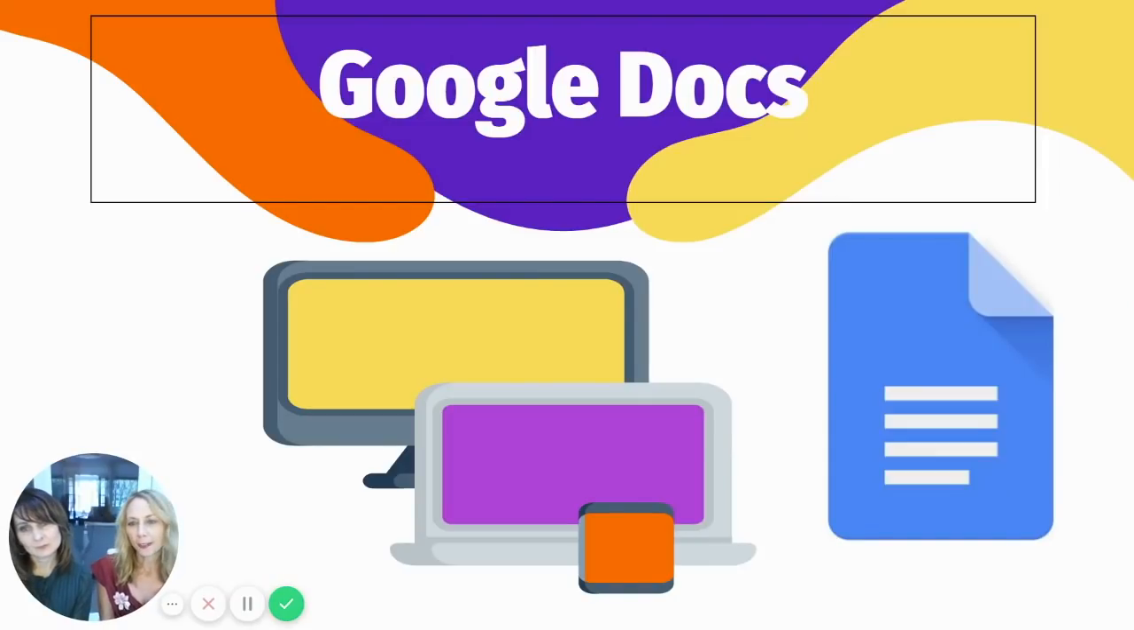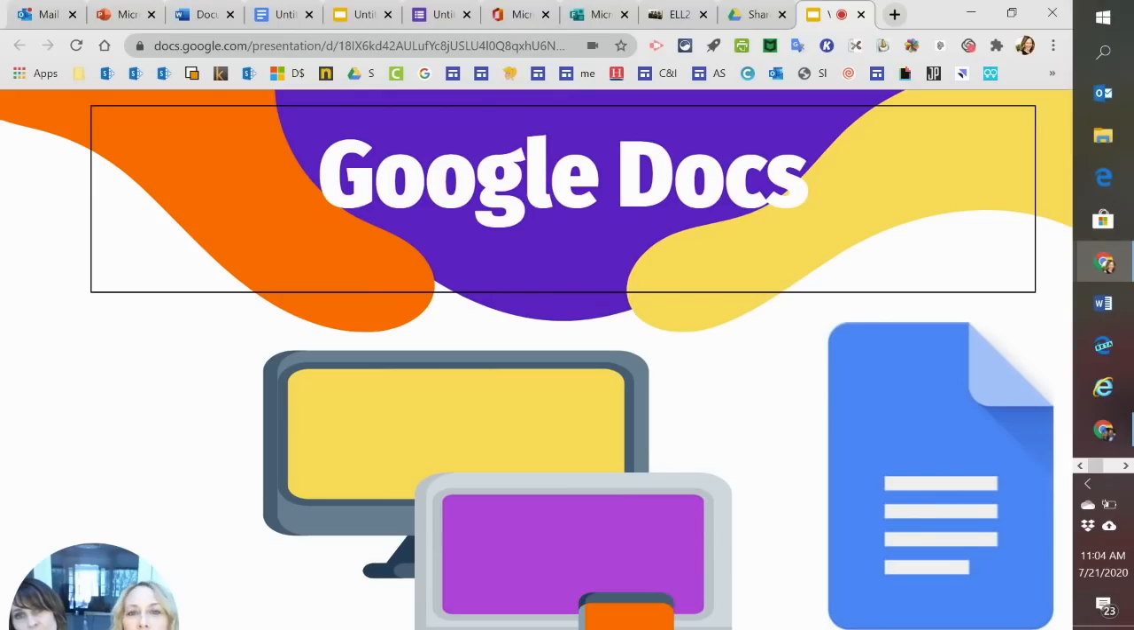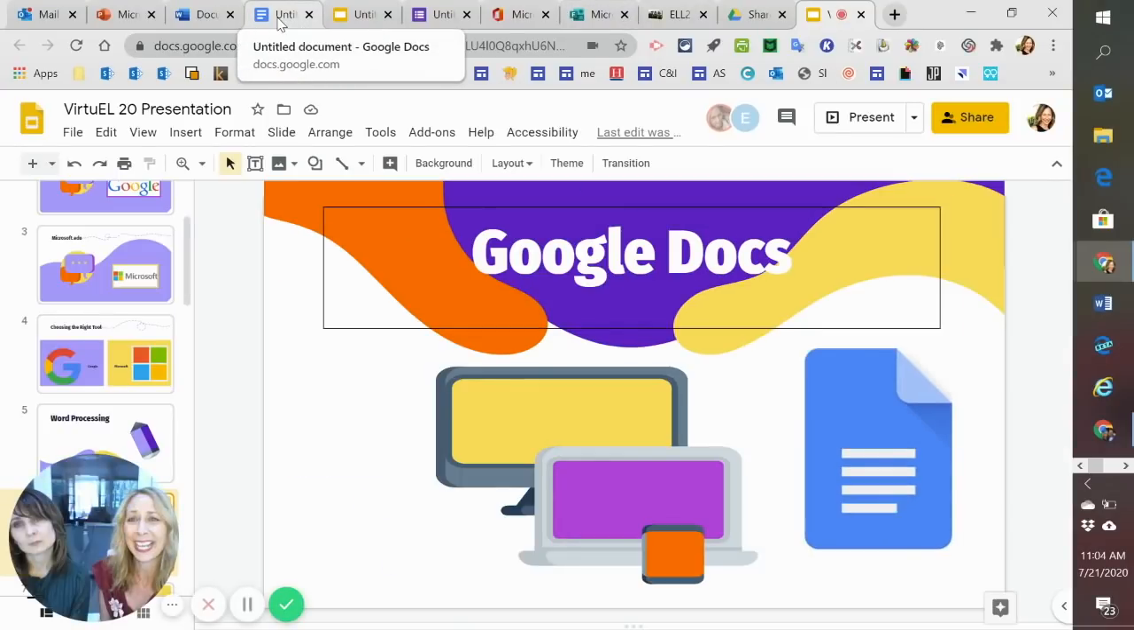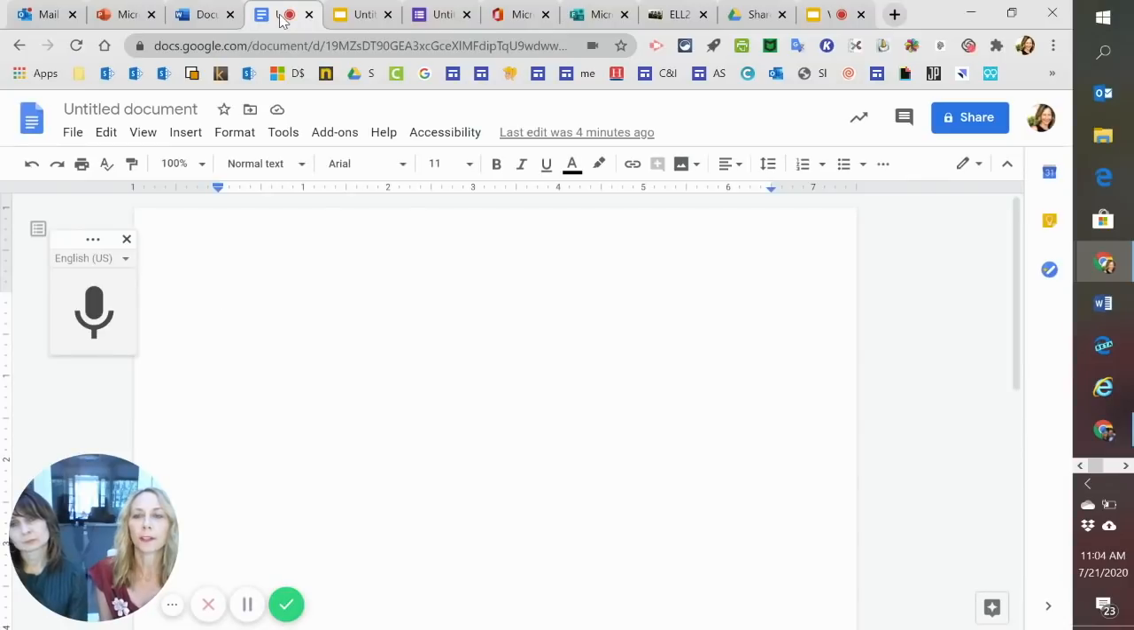So the first one we're going to look at is Google Docs. And Google Docs is pretty amazing. So you can translate things in Google Docs in up to 110 different languages. So let me give you a little tour of Google Docs. So my favorite tool is right here under Tools.